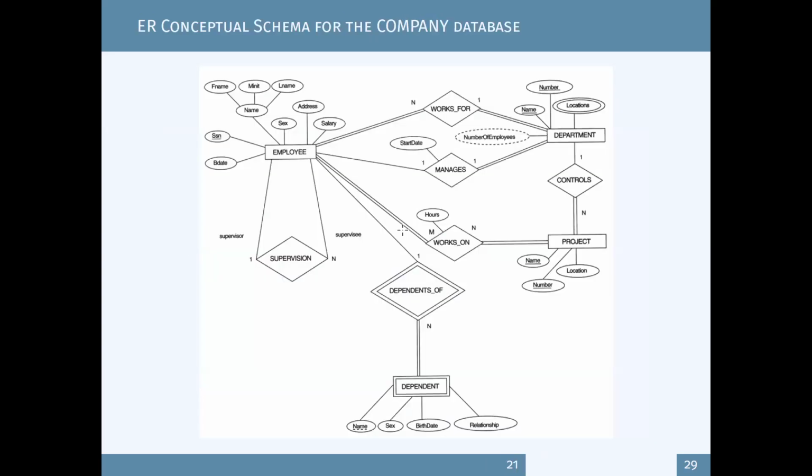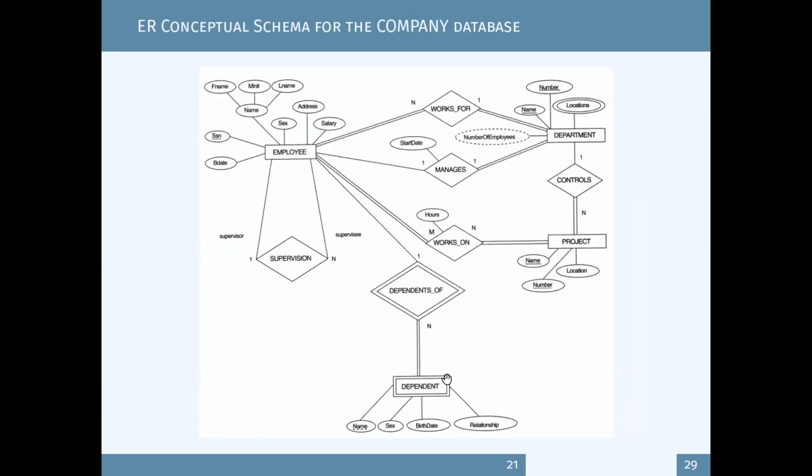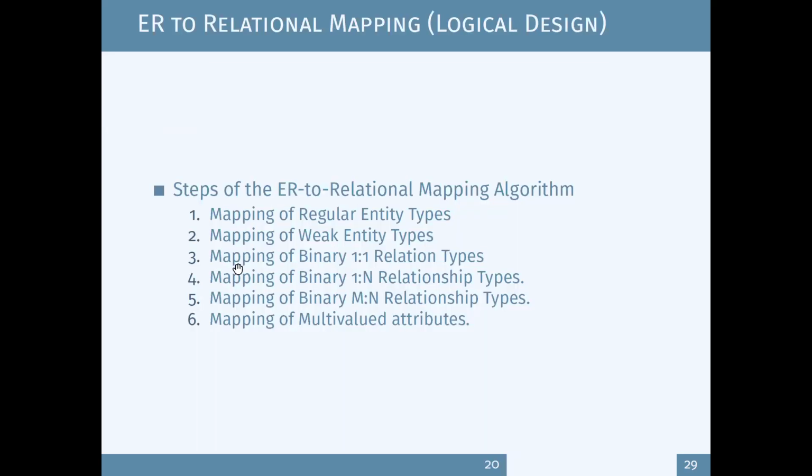So what are the regular entity types? We have employee, department, project, dependent. Sorry, only these 3. So these are the 3 regular entities. Then we are going to map weak entity types. We have one weak entity, that is dependent. Okay. Third step, we'll map one-to-one relations.